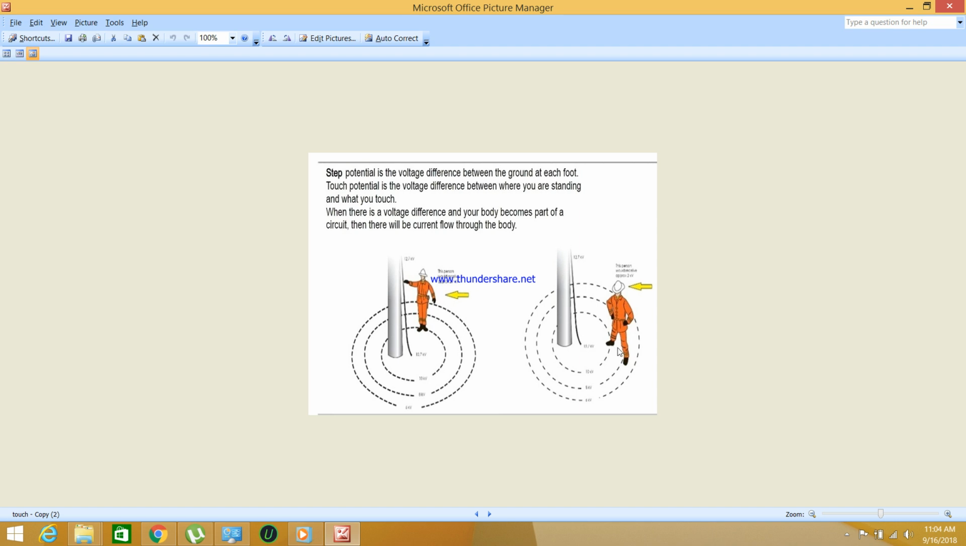So whenever a fault occurs, he has to be in a situation where the two feet are attached to each other, so there is no difference between the feet. So he has to stand still. Then he will be overcoming the hazard of step potential.